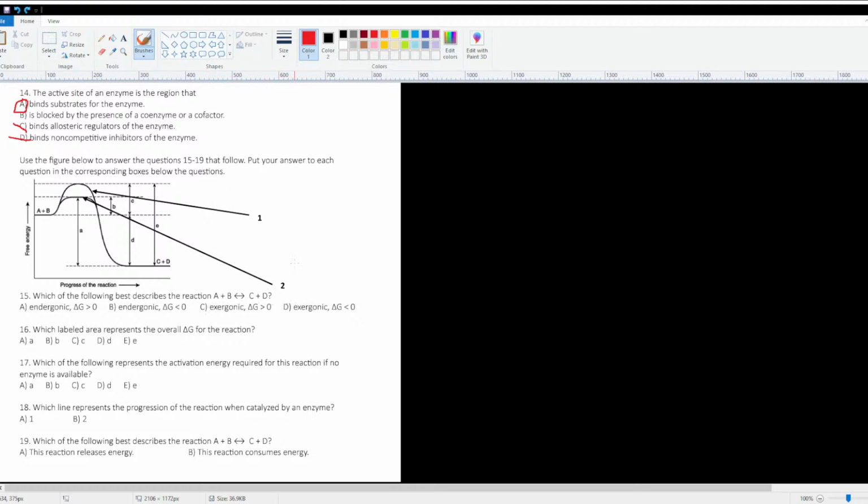When something's exergonic, that means it is negative delta G. Refer to the diagram of anabolic versus catabolic I drew earlier, right? Of course, we know that exergonic means negative delta G, negative free energy, so the answer would be D. Exergonic, delta G is less than 0.